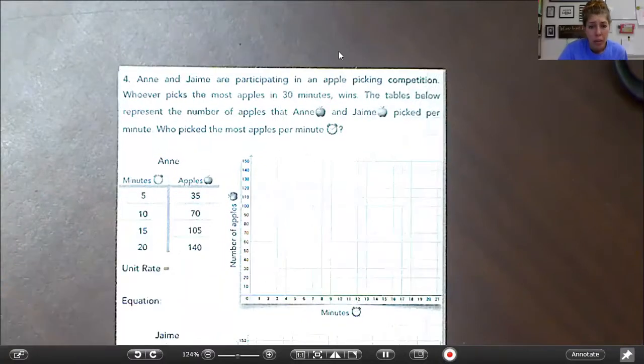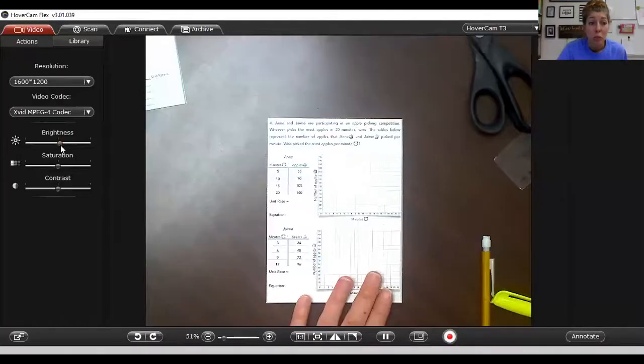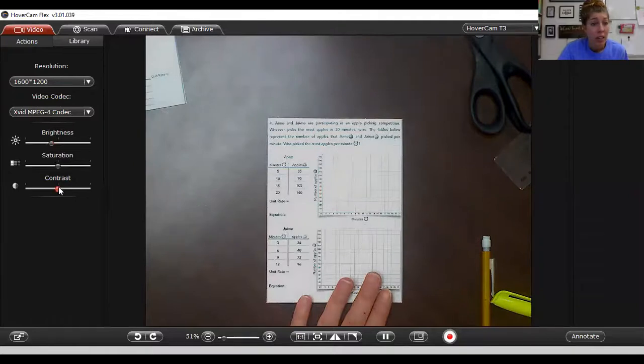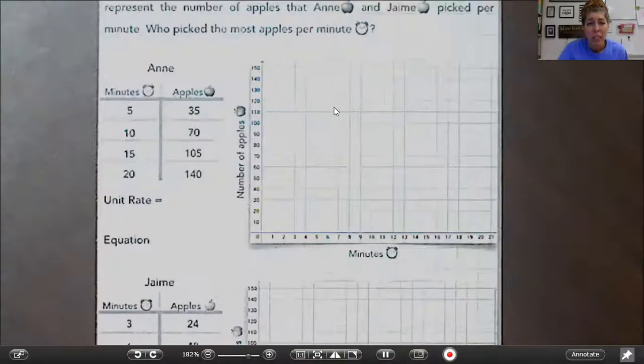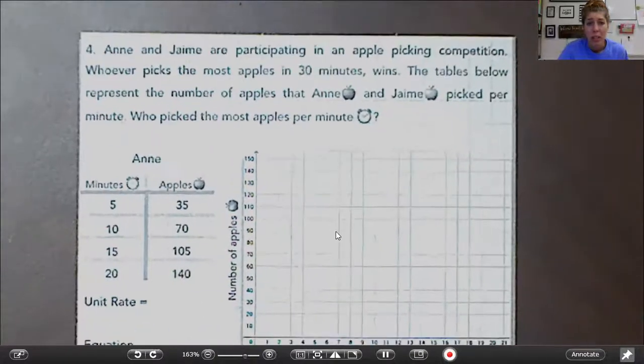So this first example we're gonna do, this is about, that's really bright. This is about two people apple picking. Let's see, I don't know which one's better. The graphs didn't print very well on this anyways, so it's probably going to be as good as it's going to get.